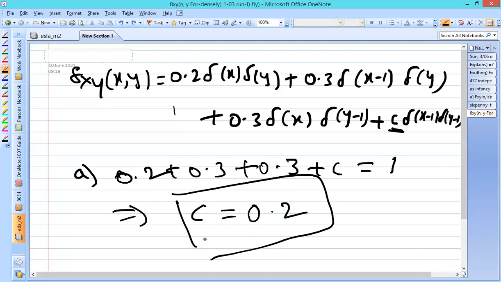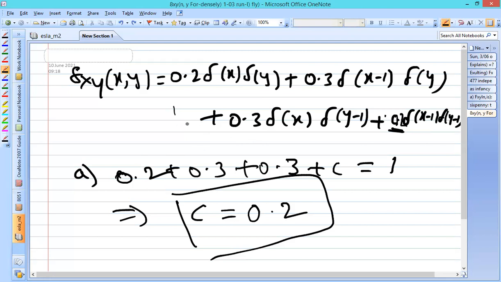Once you get the value of c, you can rewrite the equation for fxy of x comma y. I'll just replace whatever c we have and make this change here itself. So this is nothing but 0.2 delta of x minus 1 delta of y minus 1. This whole thing represents the equation for the PDF fxy of x comma y.